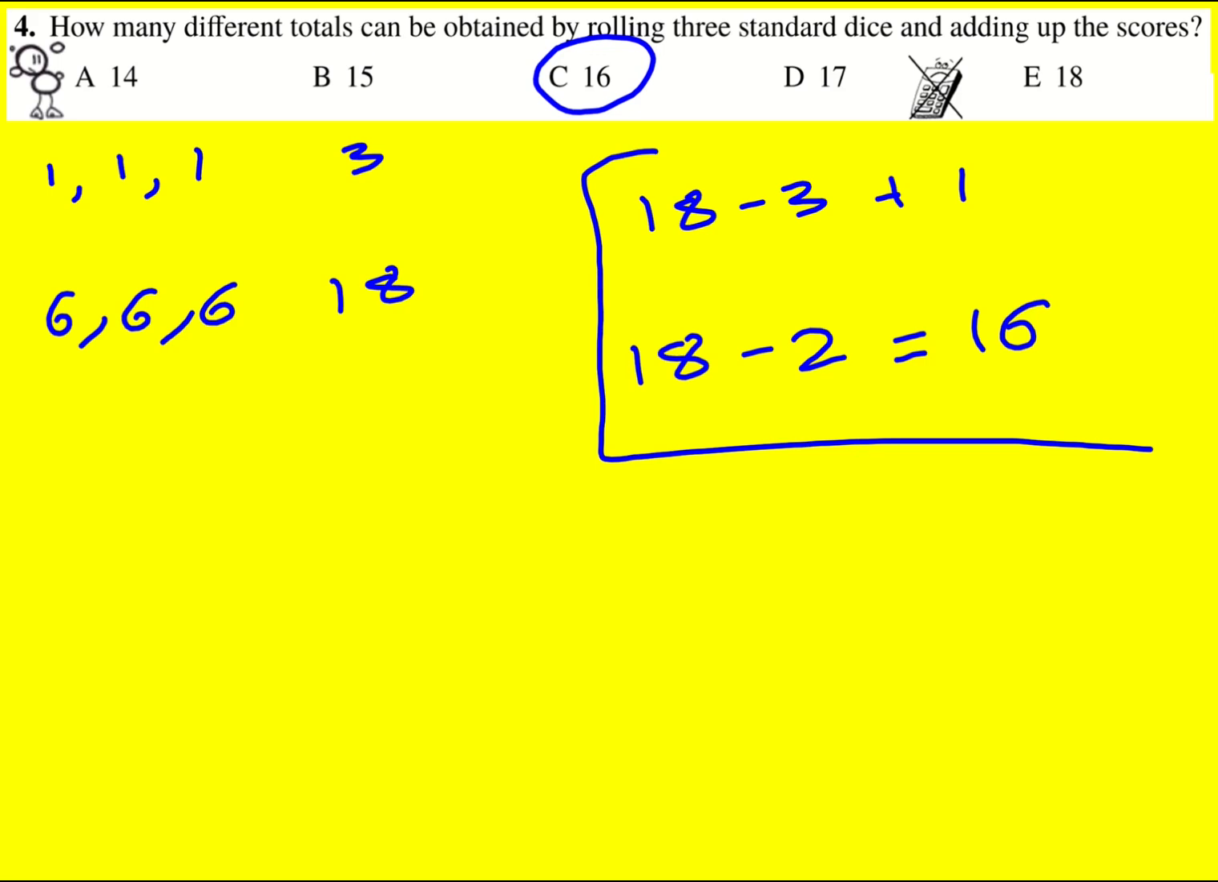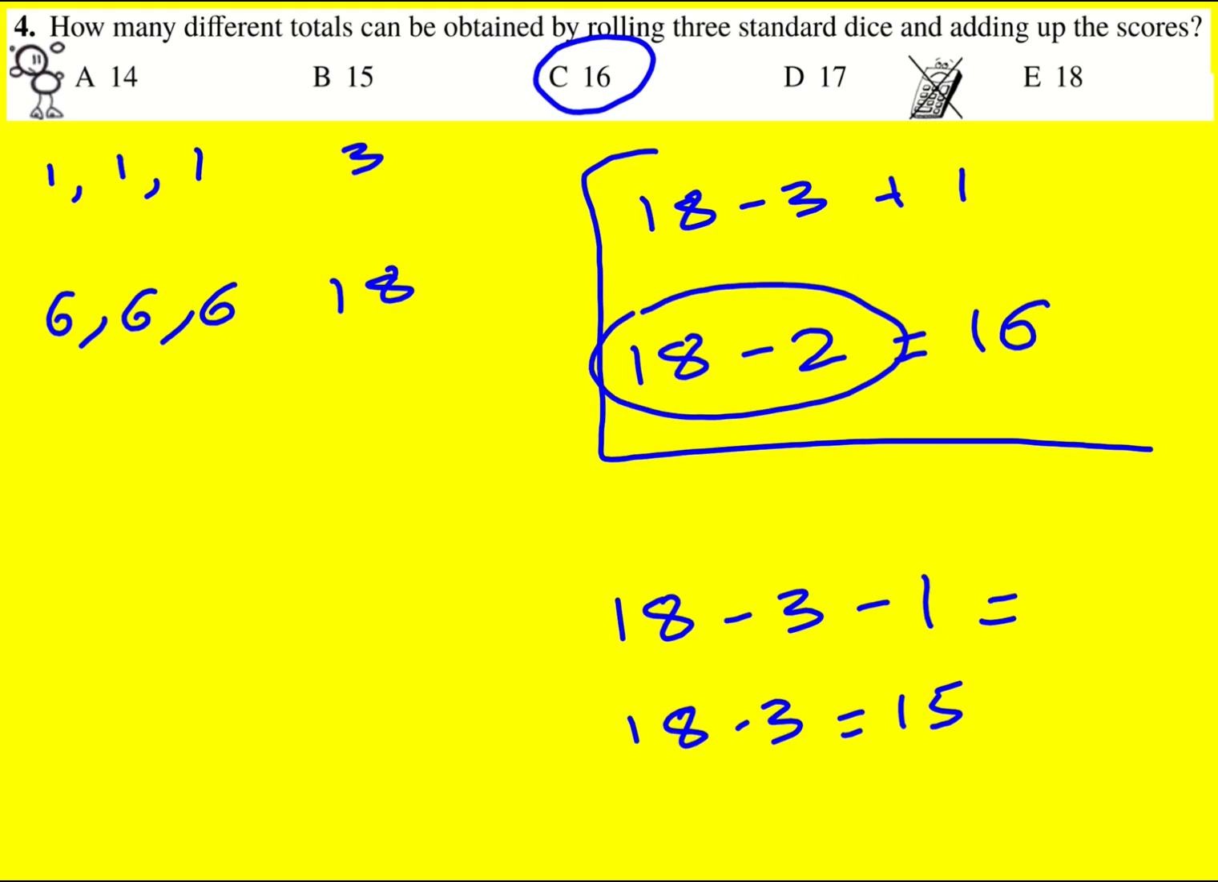If we didn't want to include either one, then actually we do 18 minus 3 minus 1. There's certain rules that work. And if you just wanted to include one of them, then it would just be 18 minus 3, that'd be 15. But in this case, we want to include both of them, and that's why you add the 1 at the end, the reasoning being that it's equivalent to minusing 2.